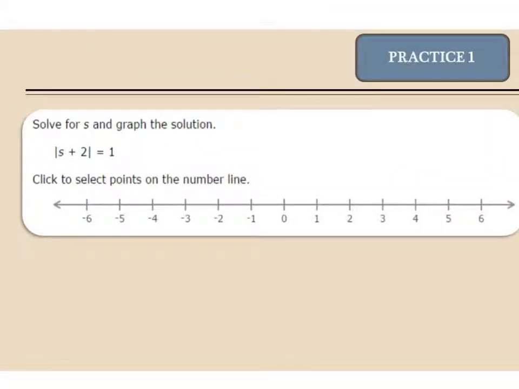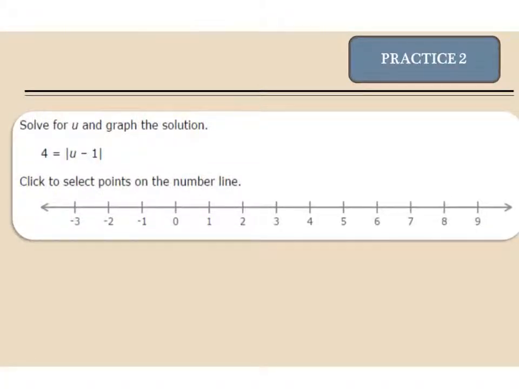Here's your first practice problem. The absolute value of s plus 2 equals 1. Practice 2. 4 equals the absolute value of u minus 1.